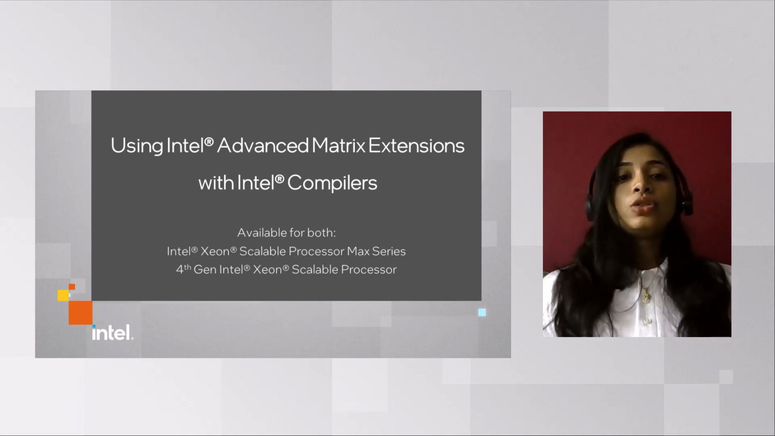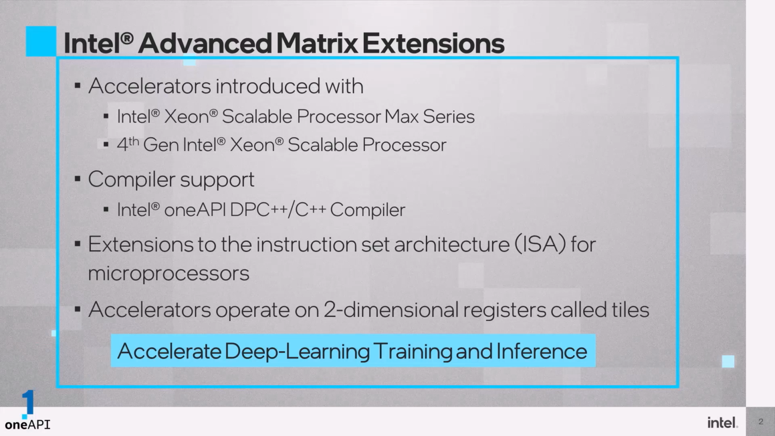Today, I would like to introduce you to Intel Advanced Matrix Extension, or Intel AMX, and learn how easily and effectively we can take advantage of Intel AMX to accelerate deep learning training and inference using the Intel C++ compiler. Intel AMX has been newly introduced as a part of Intel Xeon Max series CPUs and the fourth generation Intel Scalable processor. Some of you may also know it by its code name Sapphire Rapids.